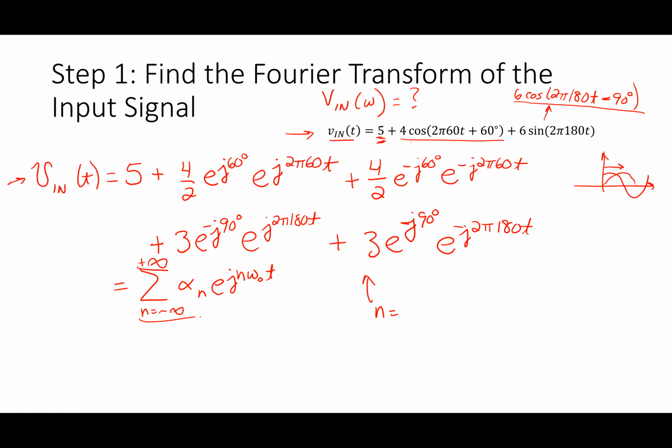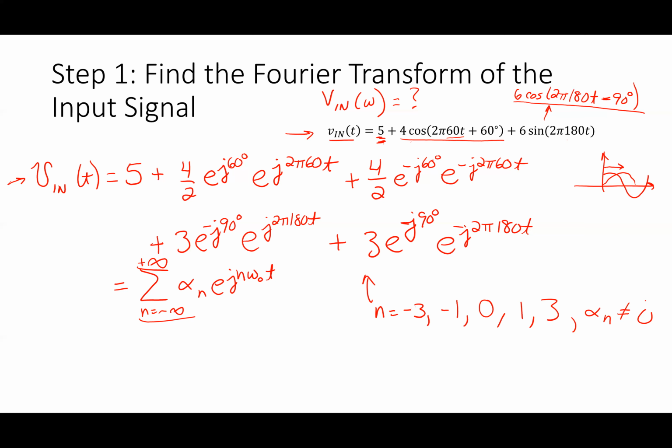Looking at this waveform, what's the fundamental frequency? 2 pi 60, right? So it looks like I have a fundamental and what harmonic number? Third. And then the DC term is at 0, right? So I have n equal to -3, -1, 0, 1, and 3. Those are the ones that are non-zero, the ones where alpha n is non-zero. Everything else, alpha n is 0.